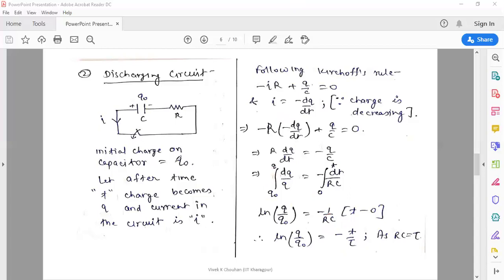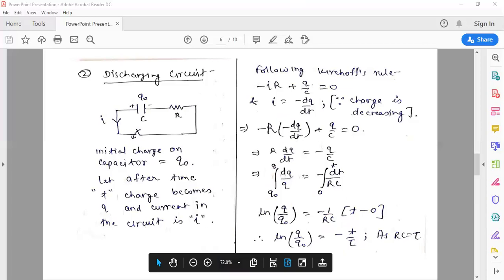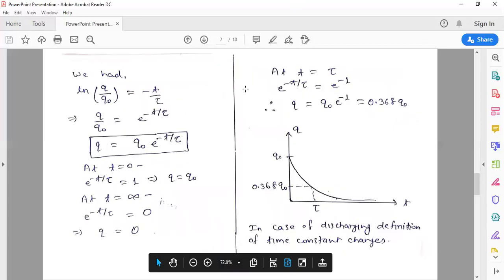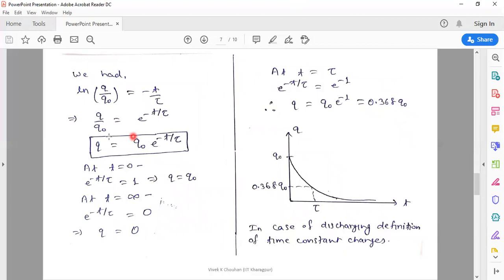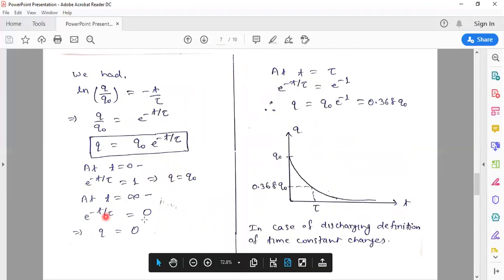In the next step we will have the final expression for q. Here we will have q equals q naught e to the power minus t by tau. Again, we will check the values of q at t equals 0, t equals infinity, which is the steady state, and t equals tau. At t equals 0, e to the power minus t by tau is 1, so the charge on the capacitor when the switch was closed is q naught, which we also know logically. In the steady state, e to the power minus t by tau becomes 0, so q will become 0.